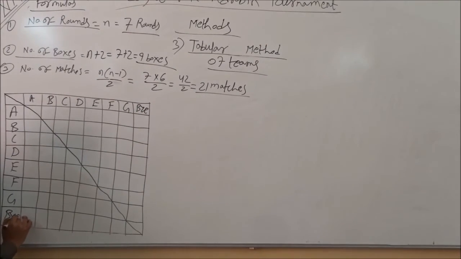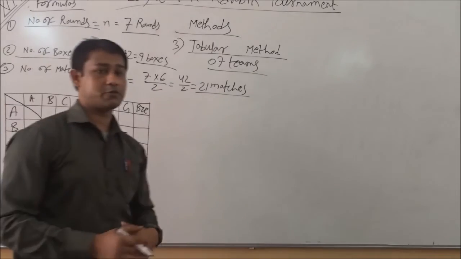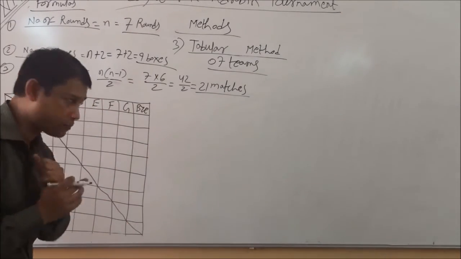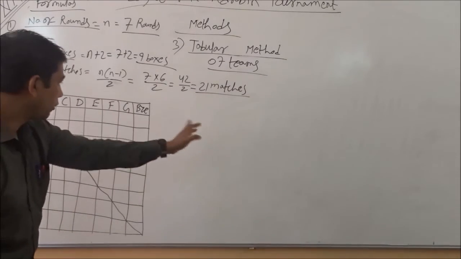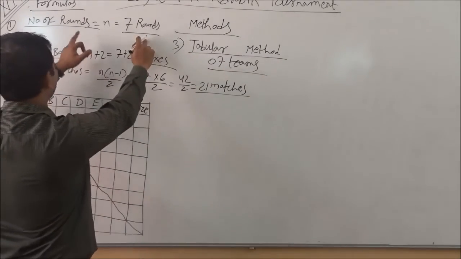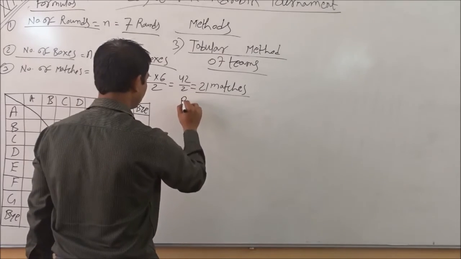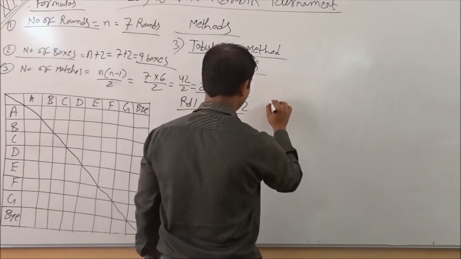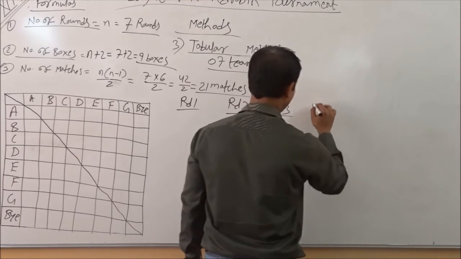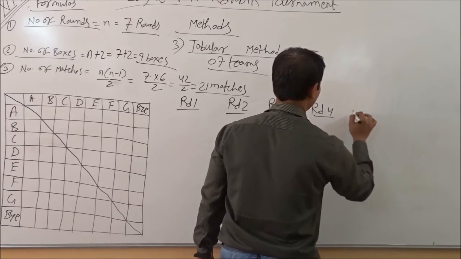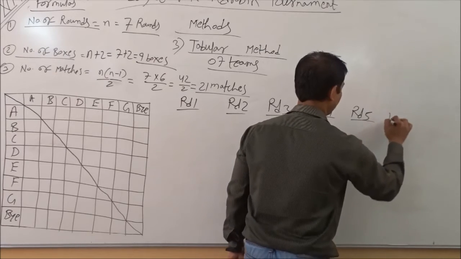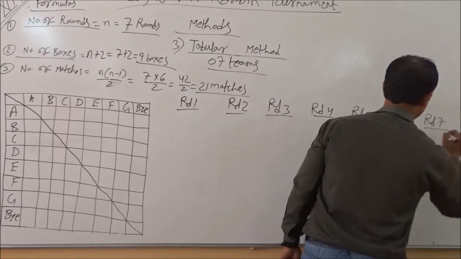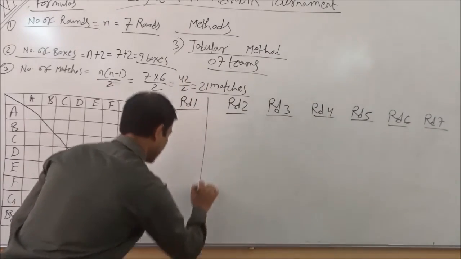As I have told you earlier, in case of an even number of teams participating also, for an odd number of teams participating, we need to use bye. So here we have used bye. Now how many rounds? 7 rounds. Round 1, round 2, round 3, round 4, round 5, round 6, as well as round 7. Let us drag the line.